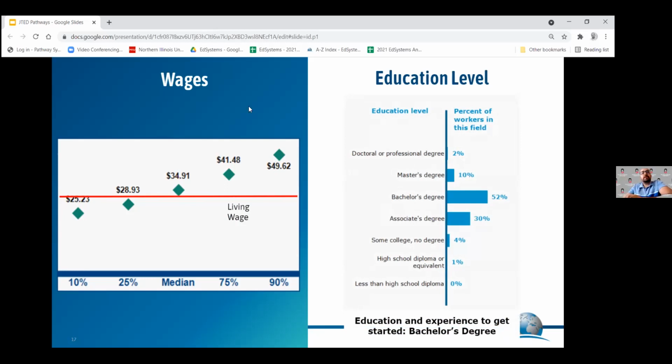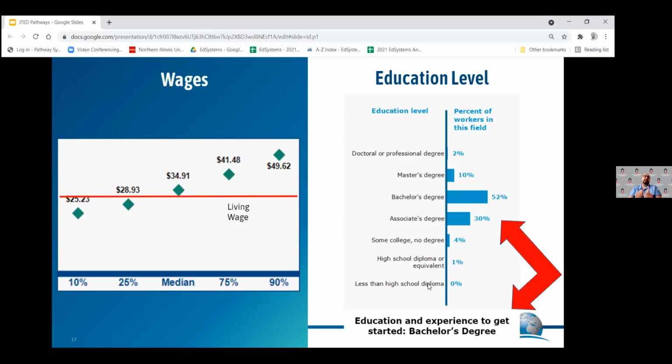You'll see here on the right-hand side, the education level. You'll see that a lot of registered nurses have master's degrees. Some of them have bachelor's degrees. Most of them have bachelor's degrees. Some of them have associate's degrees and things of that nature. I want to point your attention to the bottom of the screen here, though, where on that same page I was looking at, there's a line that says the education experience to get started says bachelor's degree. But then you'll see that some of these folks are working as registered nurses with an associate's degree or less.